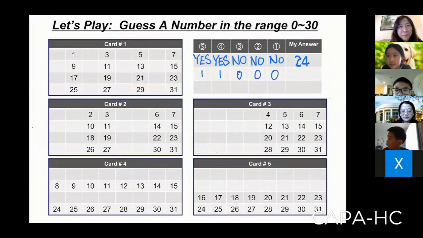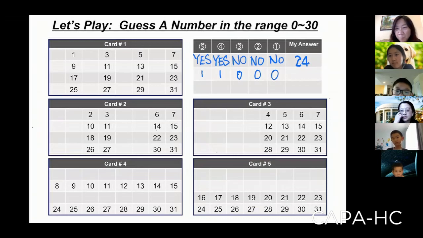So let me show you. Again, you will think about a number in the range of 0 to 30, and then you will type it in the chat window for your friends to see. Then I'm going to ask you a few questions, and then I'm going to start guessing. Okay, are you ready? Let me unmute you. So yes.